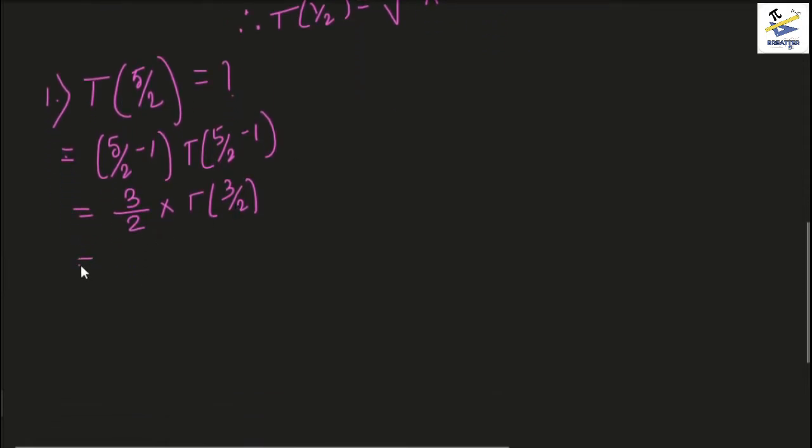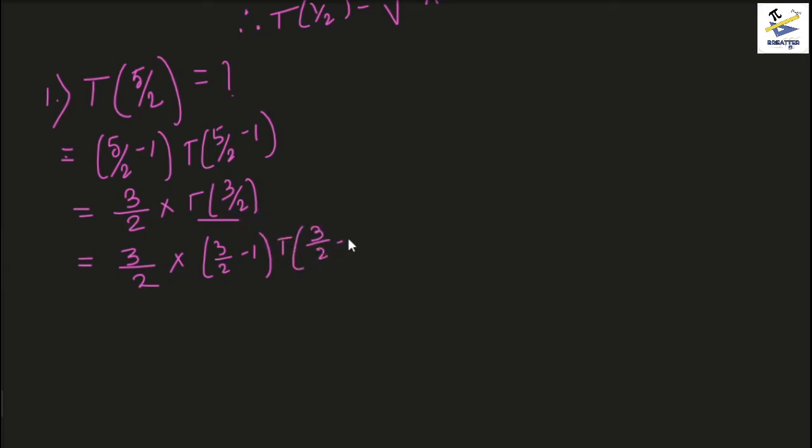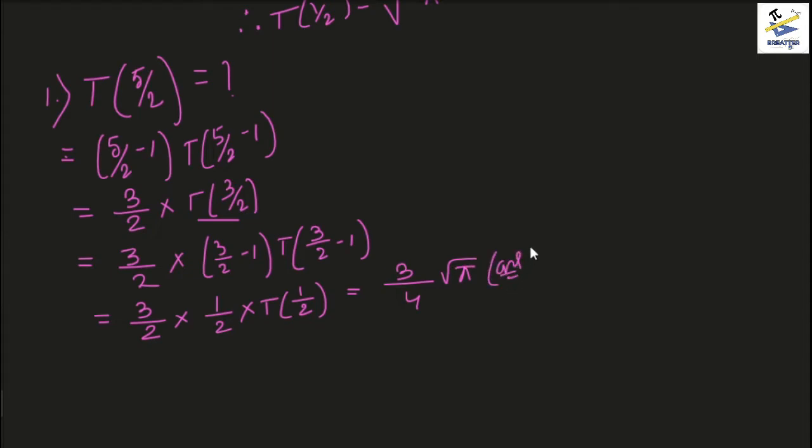Therefore 3 by 2 multiplied by, now the gamma of 3 by 2 can again be evaluated in the same way. It can be written as (3 by 2 minus 1), as long as the argument is greater than 1 we can do that, into gamma of (3 by 2 minus 1). This would give you 3 by 2 into 1 by 2 into gamma of 1 by 2. Now since we do know the value of gamma of 1 by 2, it becomes relatively simple, because it becomes 3 by 4 root pi, which is the answer, right?